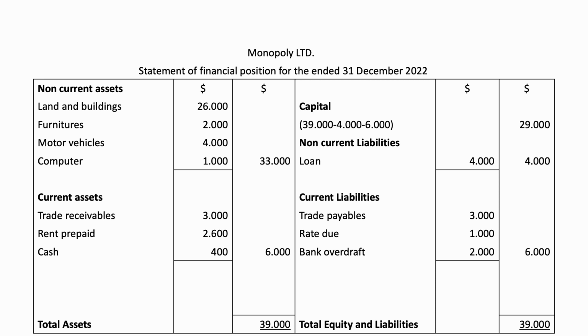Since the capital is not given, the first step is to sum the total amounts of non-current liabilities and the total amount of current liabilities, and subtract this amount from the total assets, so we can find the amount of capital or equity. In that case, the amount of non-current liabilities is 4,000 and the total amount of current liabilities is 6,000. So capital is 39,000, which is the total assets, minus 4,000, which is the total non-current liabilities, minus 6,000, which is the current liabilities. So capital is 29,000.